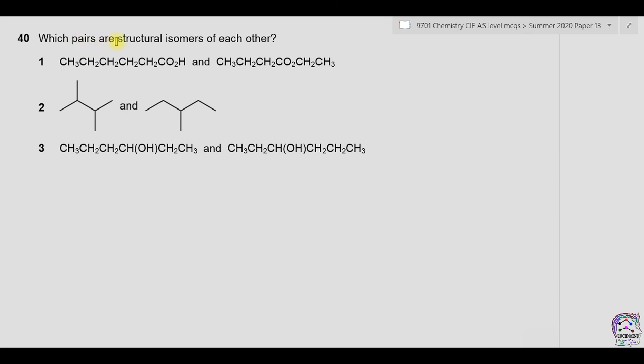Question 40. Which pairs are structural isomers of each other? Now by structural isomer we mean that having the same molecular formula but different structures. Let's first find the molecular formula. In 1 we have 6 carbon atoms, 12 hydrogen atoms and 2 oxygen atoms. For this compound the molecular formula is 6 carbon atoms, 12 hydrogen atoms and 2 oxygen atoms.